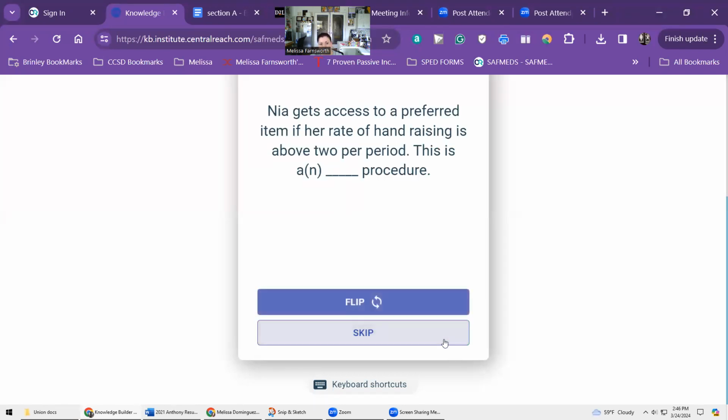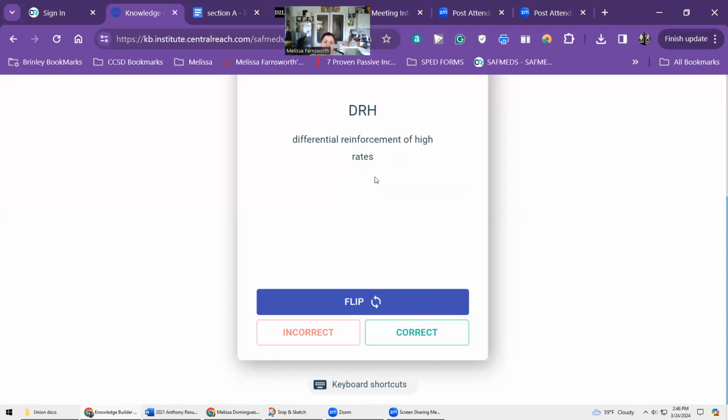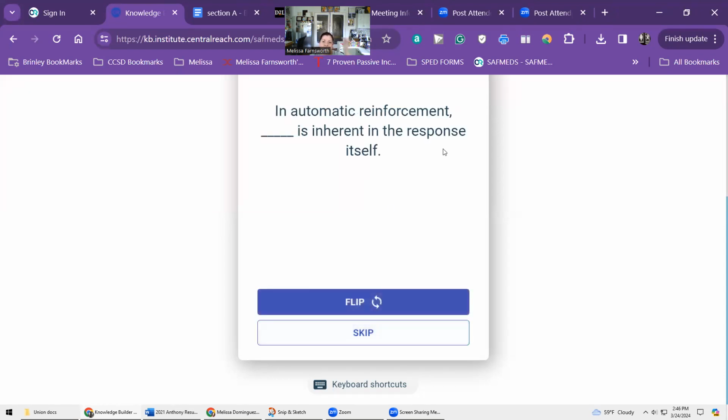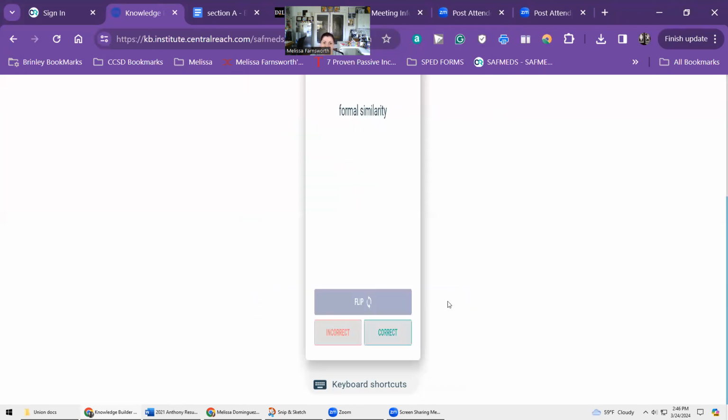Nia gets access to a preferred item if her rate of hand raising is above 2 per period. This is a DRH procedure, differential reinforcement of high rates. In automatic reinforcement, reinforcement is inherent in the response itself. A textual has point-to-point correspondence, but not formal similarity.